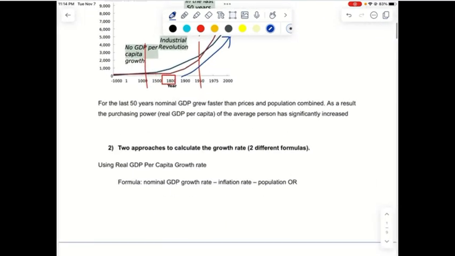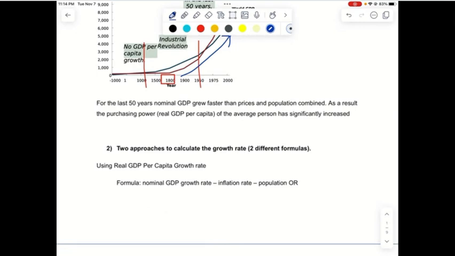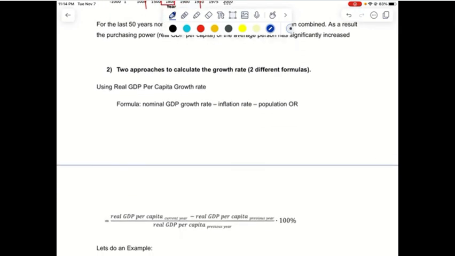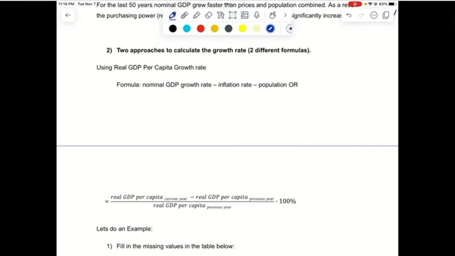To calculate it, it's really simple. We have two formulas. The first one, to find our GDP per capita growth rate, is we're going to take the nominal GDP growth rate and then subtract the inflation rate and the population growth rate. The second one is the classic current year minus previous year divided by previous year. So we're going to have the real GDP per capita of, let's say, 2023 minus the real GDP per capita of 2022, divided by 2022 real GDP per capita, multiplied by 100.